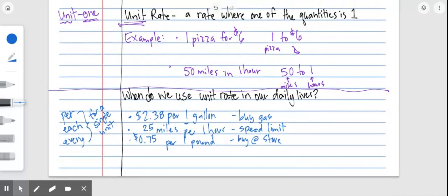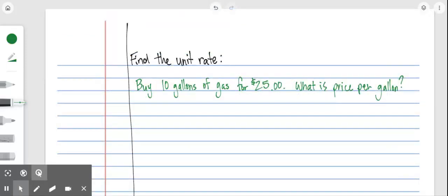So let's try and find a unit rate. I'm going to start a new page. Okay, so this is finding the unit rate. It says buying 10 gallons of gas for $25. What is the price per gallon? So some key things here: I know that I've got 10 gallons and I've got $25. And it says, what is the price per gallon? That means that I'm looking for if the number of gallons was the number 1. Okay. So I spent $25 on 10 gallons.